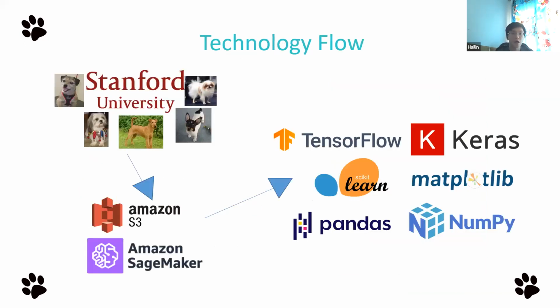So here is my technology flow. I got my dataset, which is images from Stanford University. Then I pushed it to an Amazon S3 bucket and loaded all the images from Amazon SageMaker. After I got my environment set up, I loaded all the necessary libraries, including TensorFlow and Keras. And then I will just begin my project.